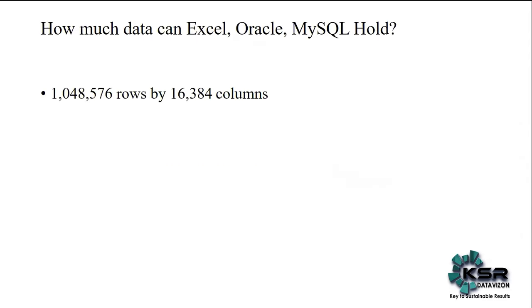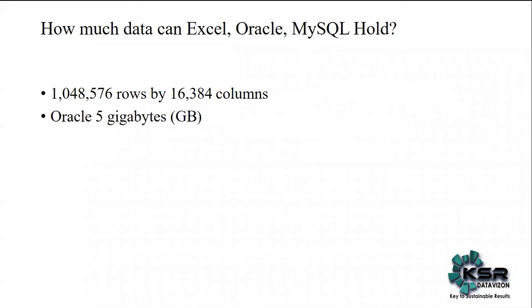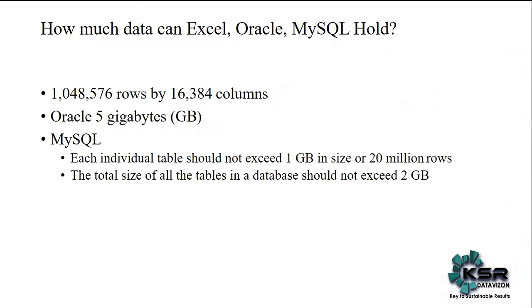So how much can an Excel store? Excel can store 10,48,576 rows, 16,000 columns. This is the maximum limit your Excel can store. This is something which you are fitting into normal data. You can fit in the Excel. This is big data for Excel. Why? You cannot fit it in the traditional system. Similarly, your Oracle holds 5 GB of data per table. Your MySQL holds 2 GB per table. Well, all this becomes big data. If your data is 4 GB, 5 GB, definitely you will not be able to store it in the traditional system.